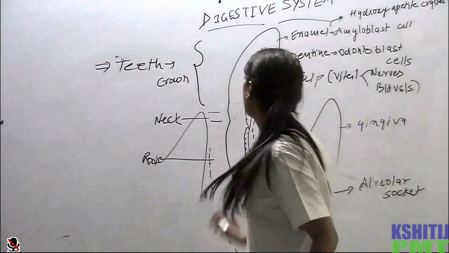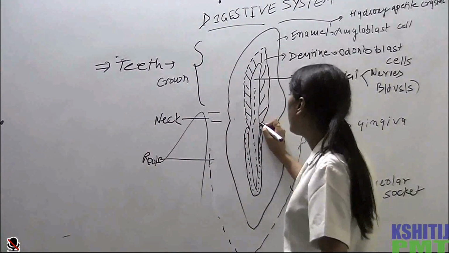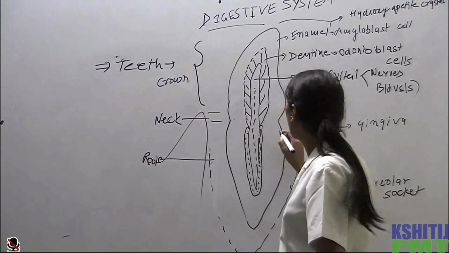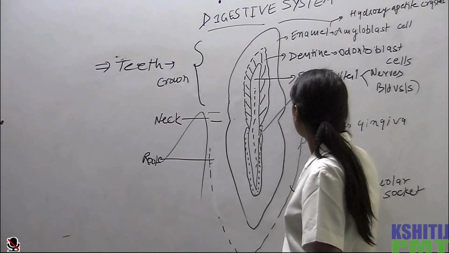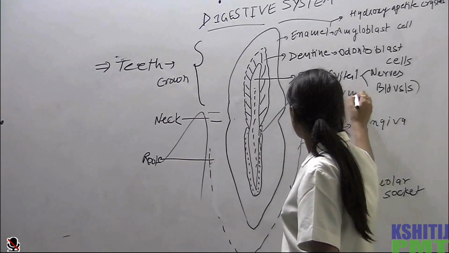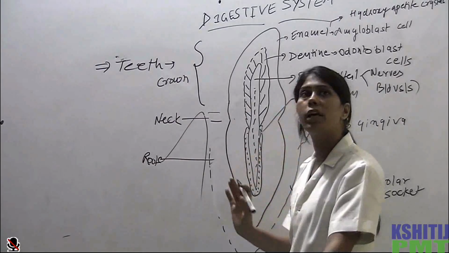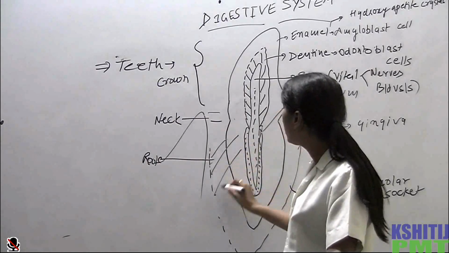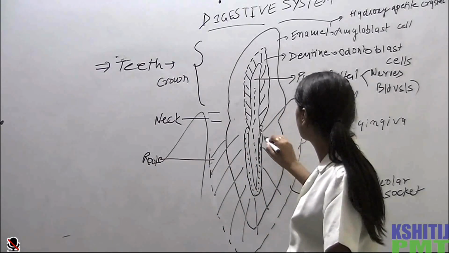Now we come to the root part. So we have that pulp again. Instead of dentin, we have cementum here. And above the cementum, we have periodontal ligaments.